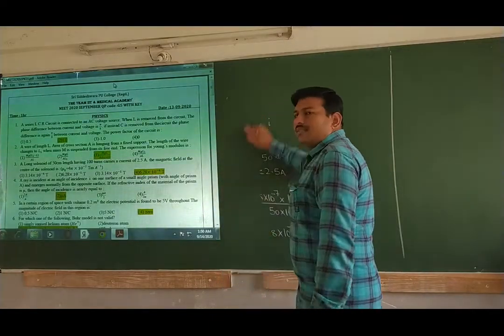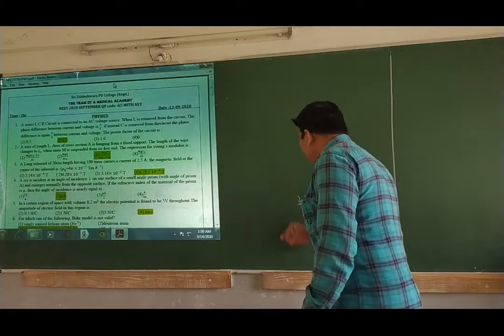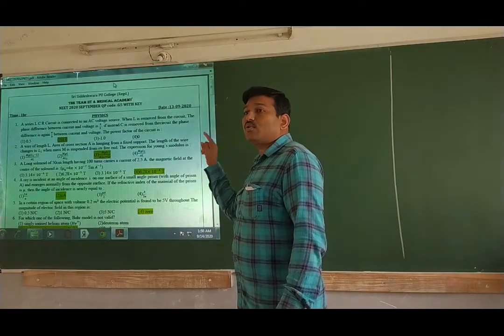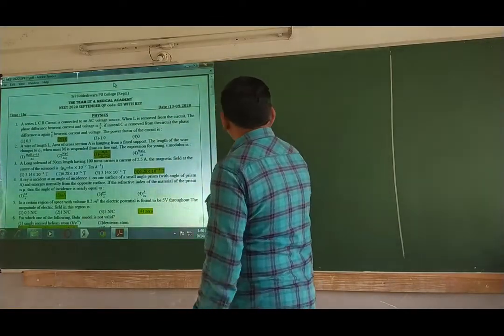What they have given is a prism whose angle is A and it is a small angle prism. The ray is incident at some angle and it is coming out normally from the second interface. Okay. Now look here.